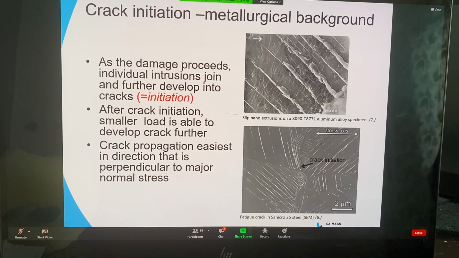First, there will be numerous of these intrusions and extrusions, and when we further continue the cyclic loading, some of these will grow further, and they will further join together, and then they will form into a crack. And that is the birth of the crack, and that is what we call initiation. And I don't refer to a crack here as a drag. It's this in the material.